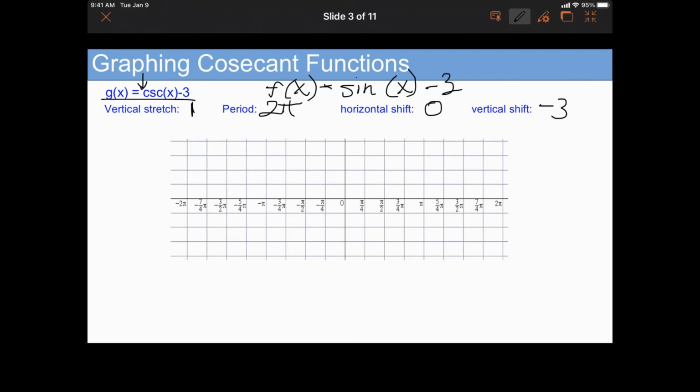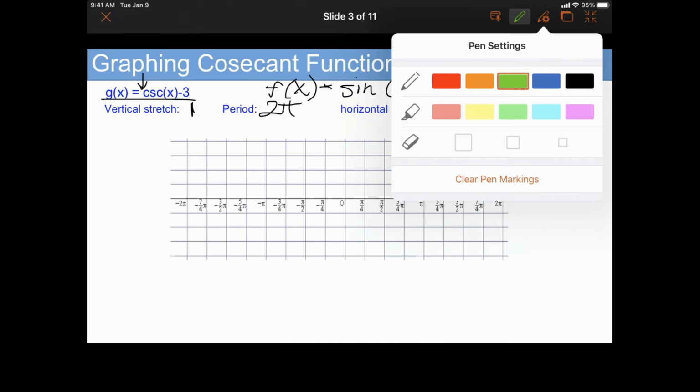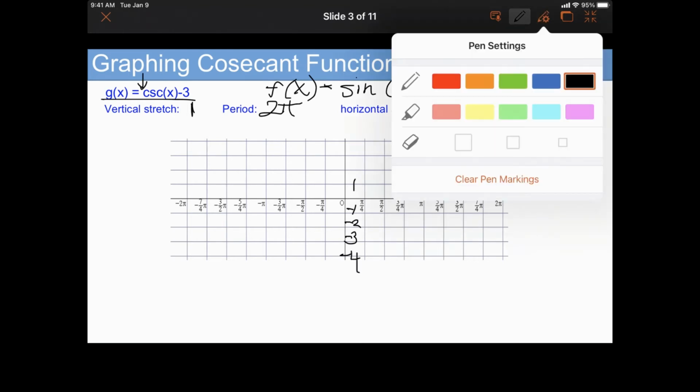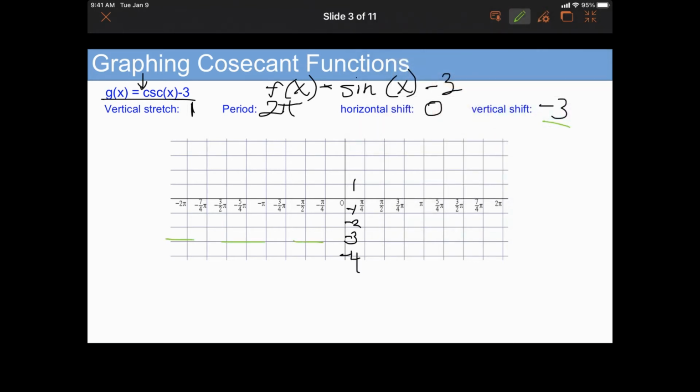So I'm not going to graph the parent graph. I'm going to go straight to this. So I know we've dropped our midline 3. And then the sine would stay the same. So again, I'm doing the sine first. High, middle, low.